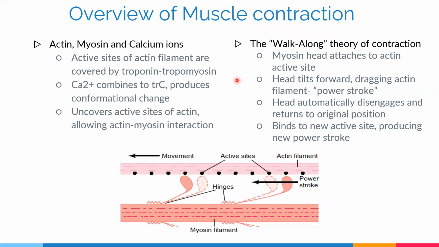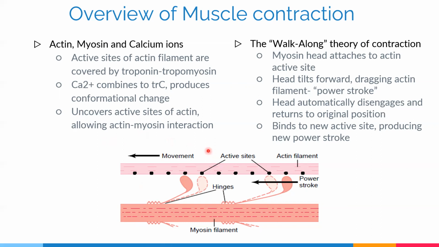Now let us look into how exactly calcium ions interact with troponin. The active sites of the actin filament are normally covered by the troponin-tropomyosin complex. But when calcium ions are released or are present in higher quantity than usual, calcium binds to the troponin C subunit of troponin and produces a conformational change. This conformational change uncovers the active sites of actin, which allows actin-myosin interaction. And thus, actin and myosin can interact as shown in this picture right here.